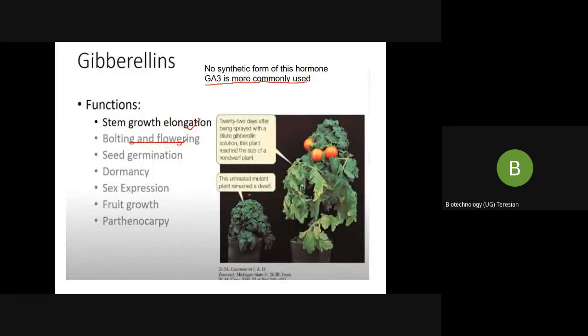Once again, you can see here this is the untreated mutant plant maintained as a dwarf. This is a very small plant, that is why it's called dwarf. But see this plant, 22 days after being sprayed with dilute gibberellin solution, it is quite tall. It is no more dwarf. What did the scientists do? They added gibberellin to this, and 22 days after being sprayed, they saw that the dwarfism was lost and the plant reached normal height.